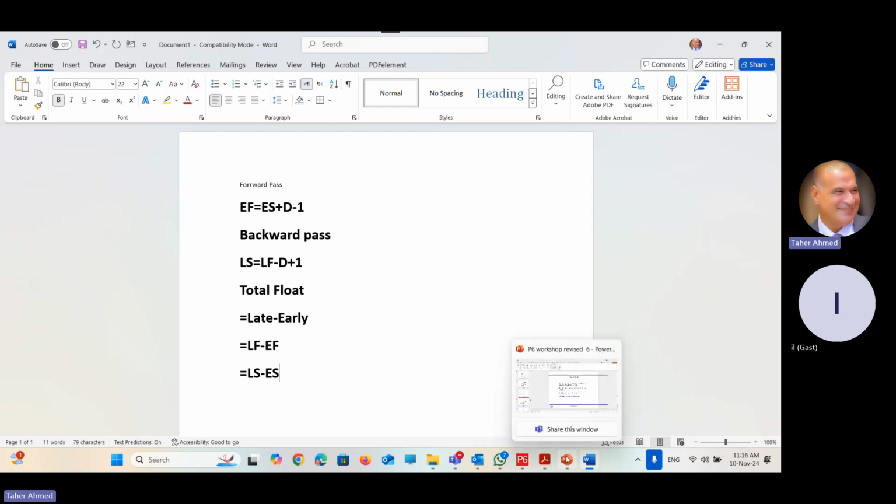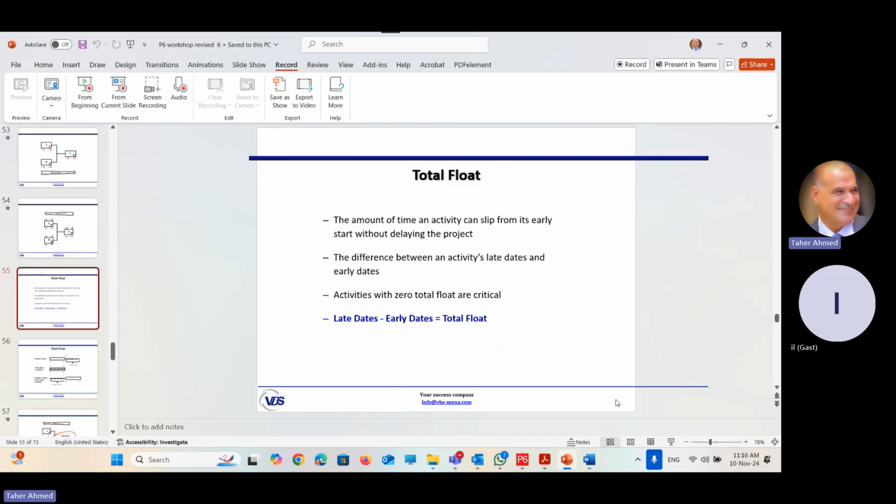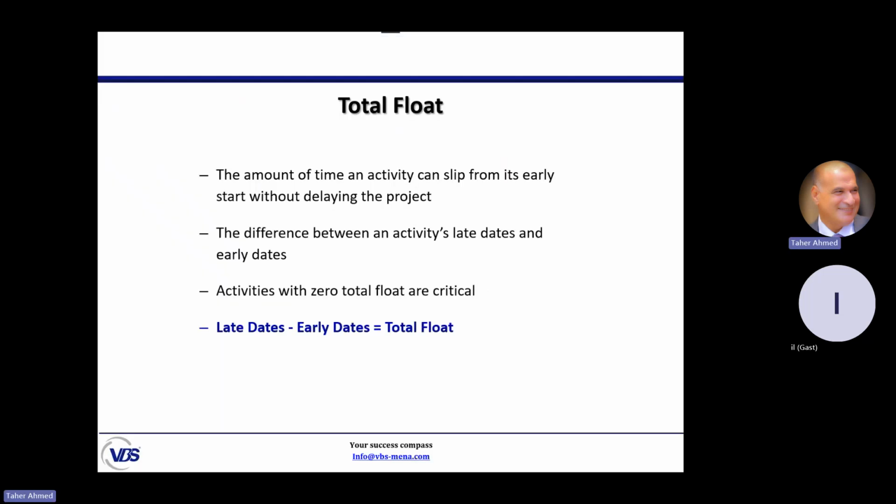Here it is. It's time now to calculate the total float, which represents the allowance. How many days can the activity slip from its early start without delaying the project? This is what we meant by the total float: the amount of time the activity can be delayed without delaying the whole project. This is the definition of the total float. How can we calculate it? Late dates minus early dates.